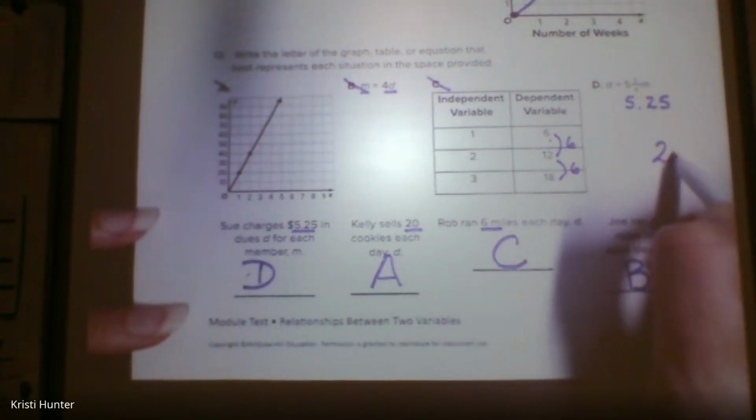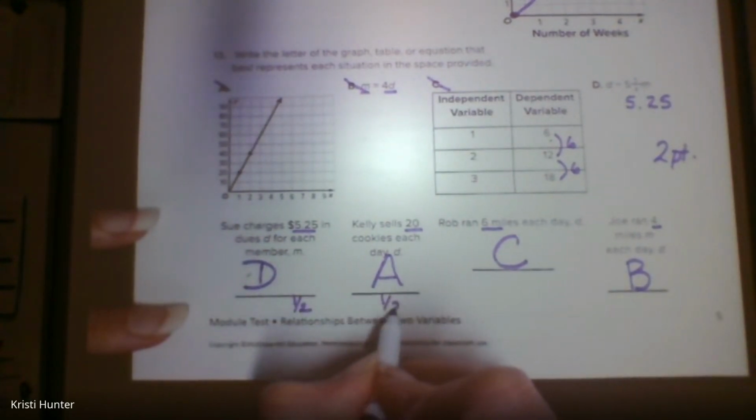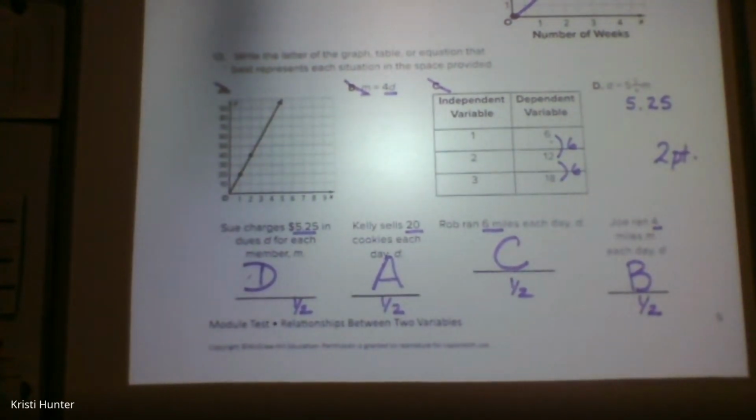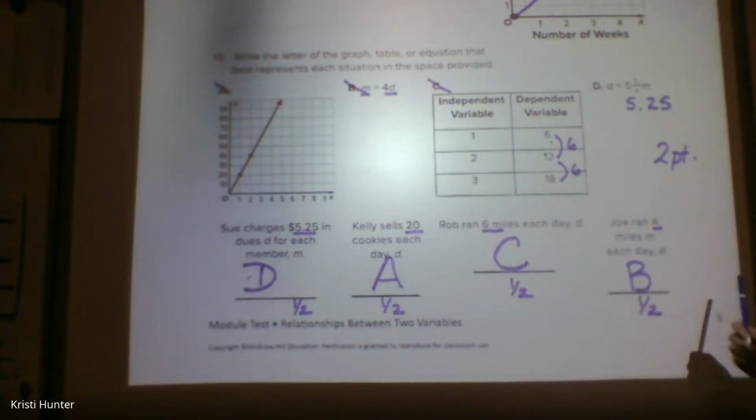This is going to be a 2-point problem because I'm going to give you a half a point here, half a point here, half a point here, half a point here. Okay, so look at your important numbers, and that's going to give you clues as to which situation these go to. All right, so make sure you check those out.